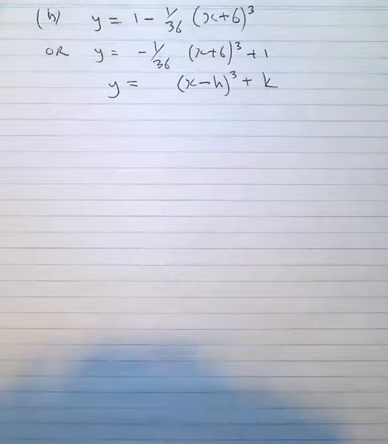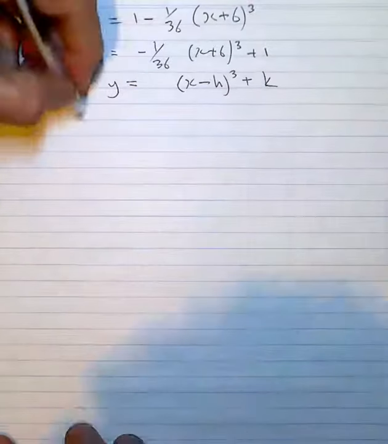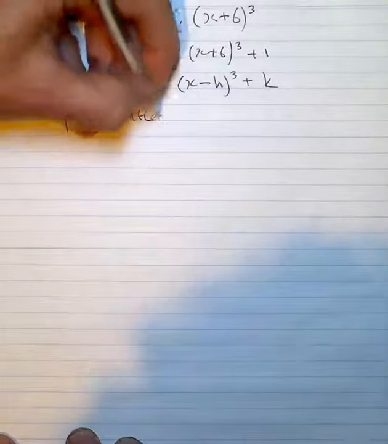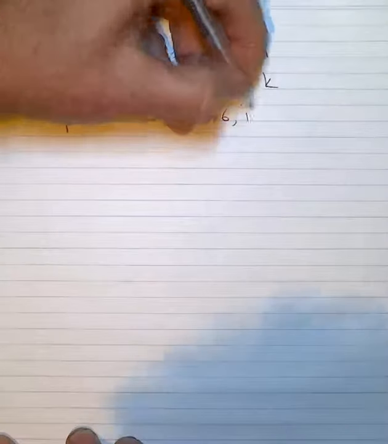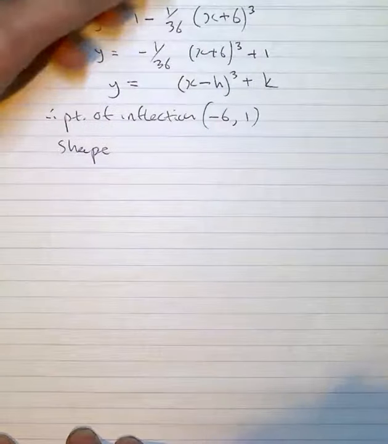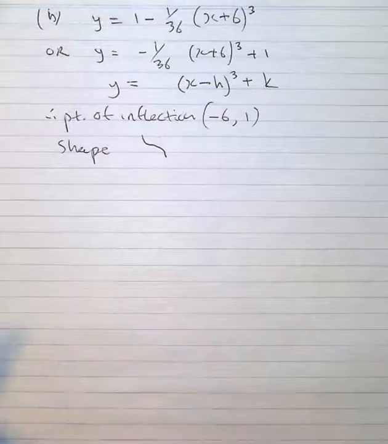Now this question is written once again in the inflection point format, so I can say the point of inflection is going to be at -6, 1. The shape, as it's a negative x cubed type, is going to be coming downhill like so.